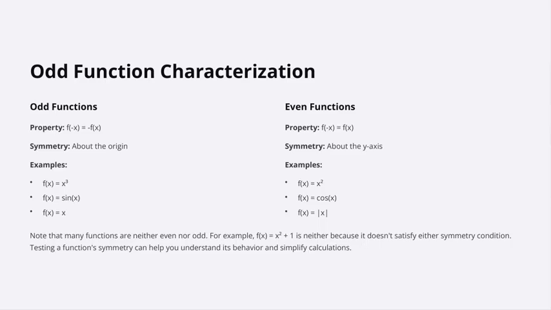It's important to note that many functions aren't strictly even or odd. For example, a function like x squared plus 1 doesn't satisfy either symmetry condition because it doesn't mirror across the axes in that way. Understanding whether a function is even, odd, or neither can be incredibly useful. It helps us interpret the function's behavior more intuitively and can even simplify calculations when analyzing these functions or sketching their graphs. Recognizing these symmetries is a key step in mastering function analysis.